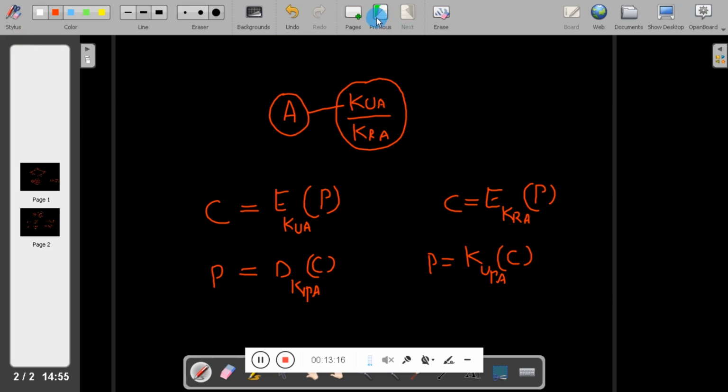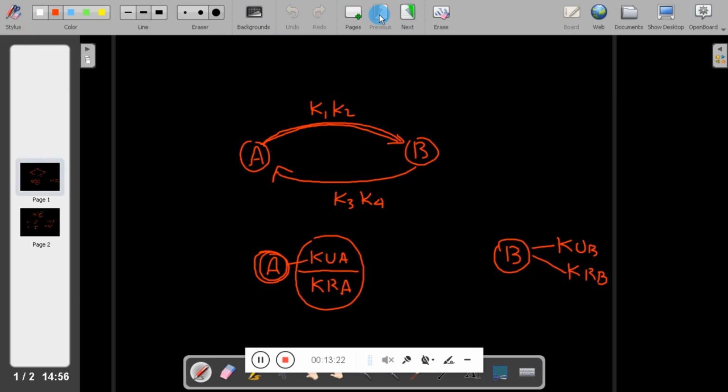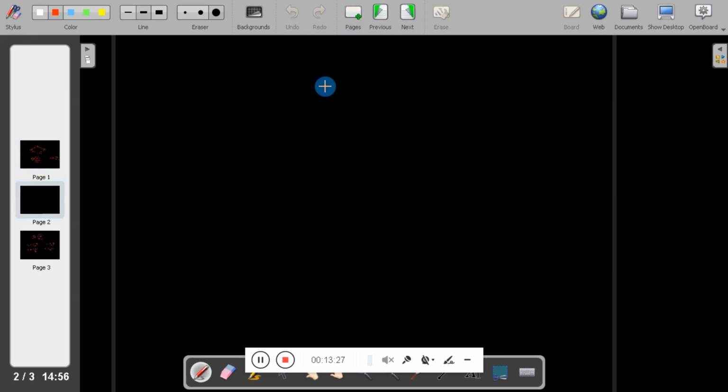In my previous video I explained that RSA or DES makes use of a block cipher. That means it makes use of blocks of data, and blocks of data will be encrypted at a time. Let me explain this with the help of this diagram.